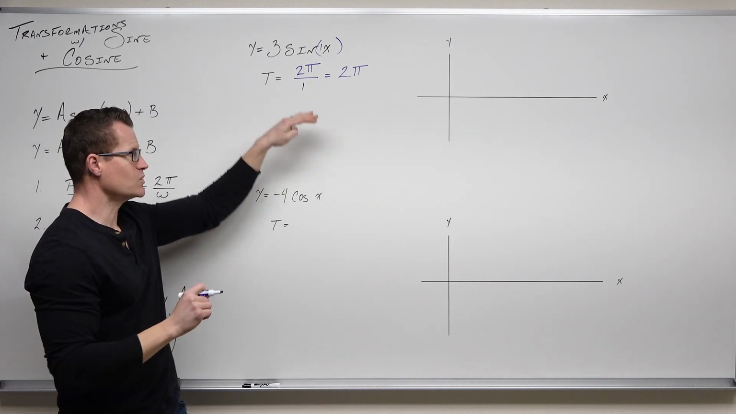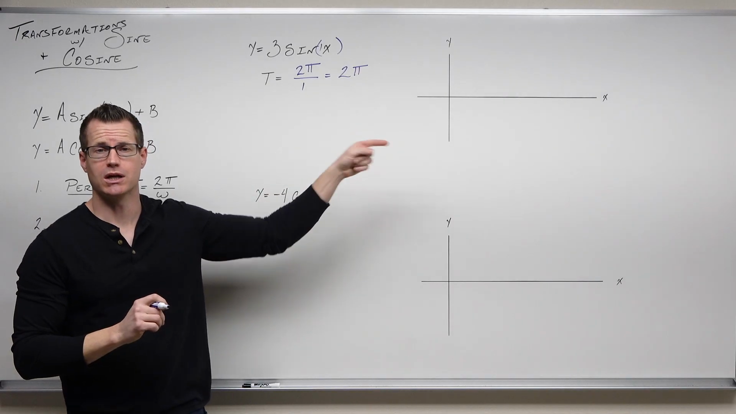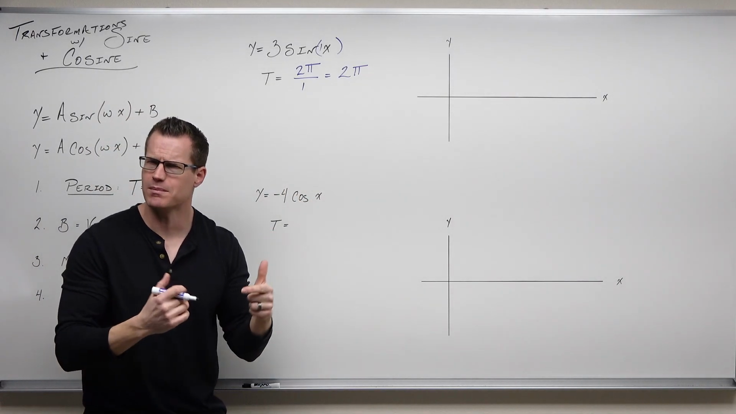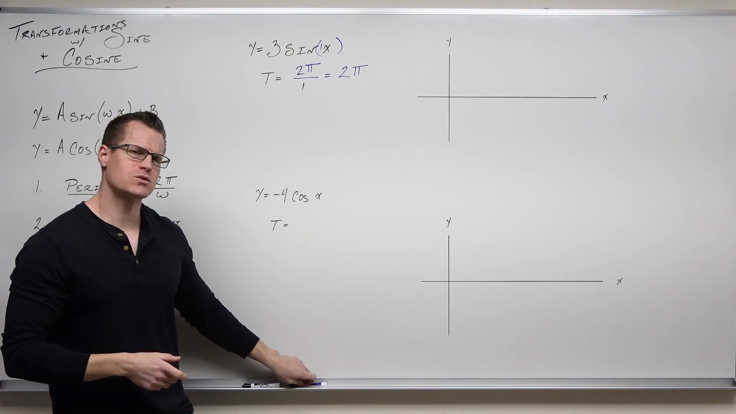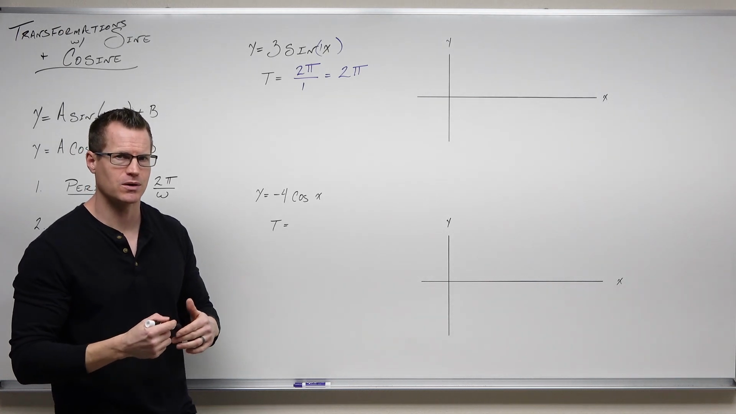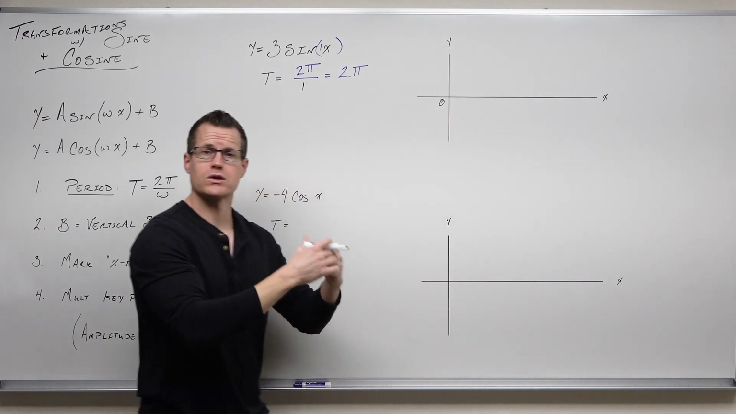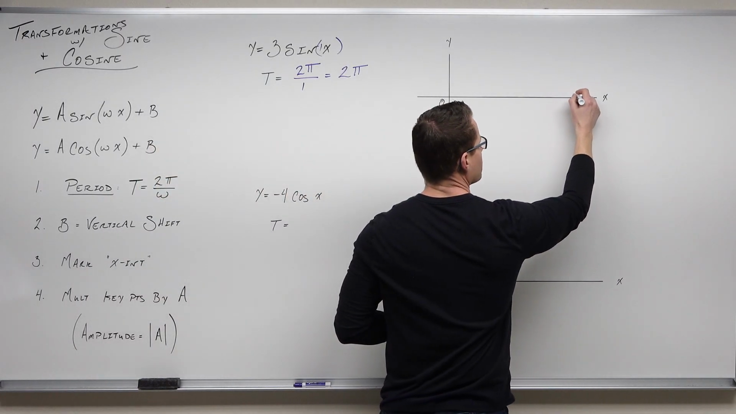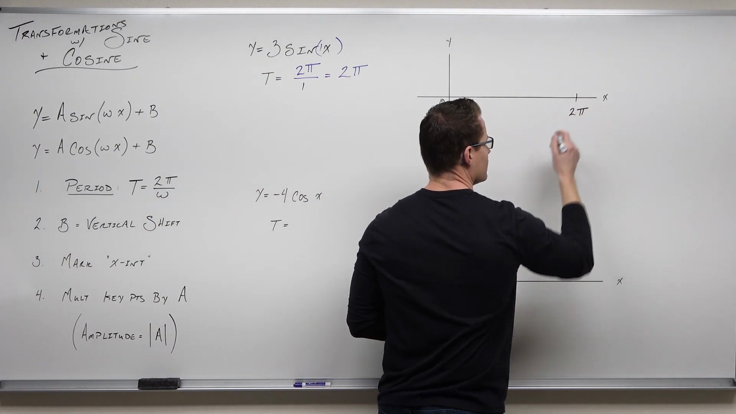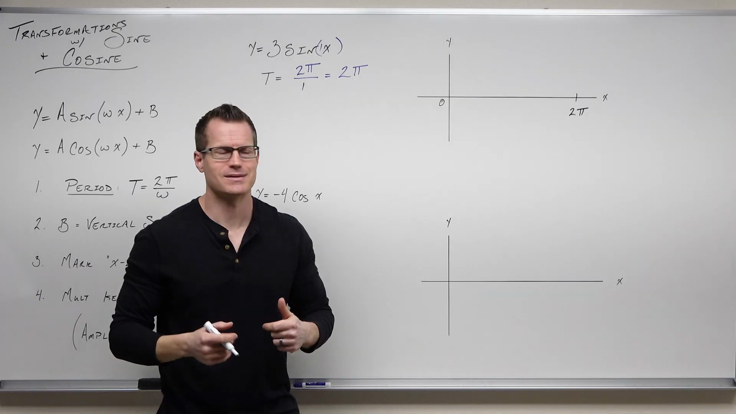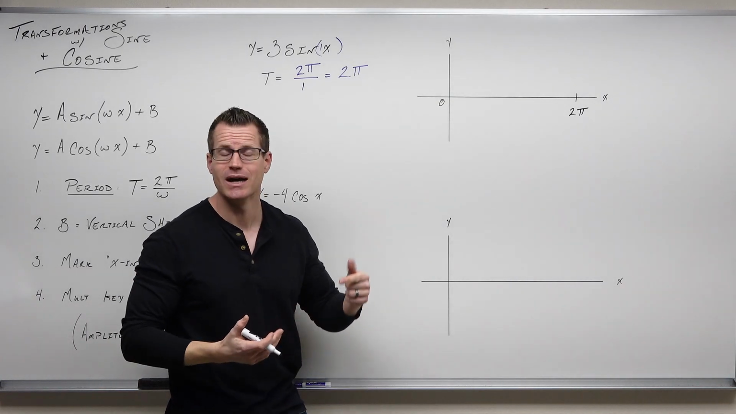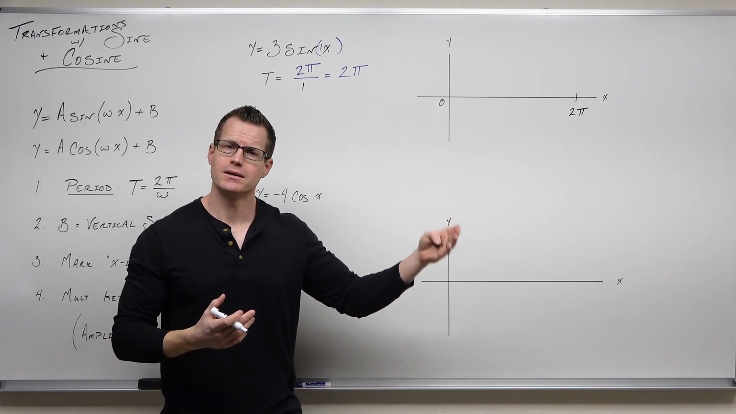Stop right there. Don't do anything else. Put that period on your x-axis. So what I mean by that is, at this point, since we know that we have 2 pi as our period, we're going to go from 0. We're going to mark 2 pi. And you go, how do I know where 2 pi is? Who cares? It's not to scale anyway. Just put 2 pi on there somewhere.